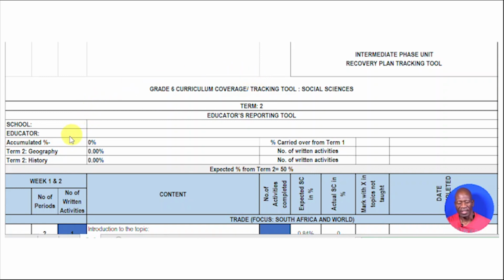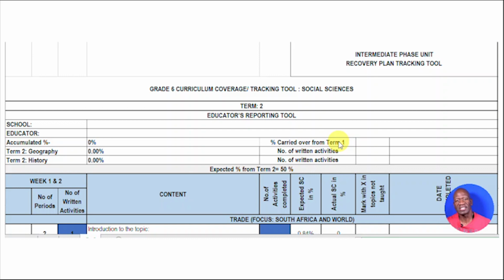Right there you'll have the name of the school and the educator. Then we have the accumulated percentage. Remember, this is for term 2, meaning that coming from term 1 the expectation is that already 25% of term 1 coverage has been covered, but depending on the amount of work that the teacher has covered out of 25. So that will be a carryover from term 1.